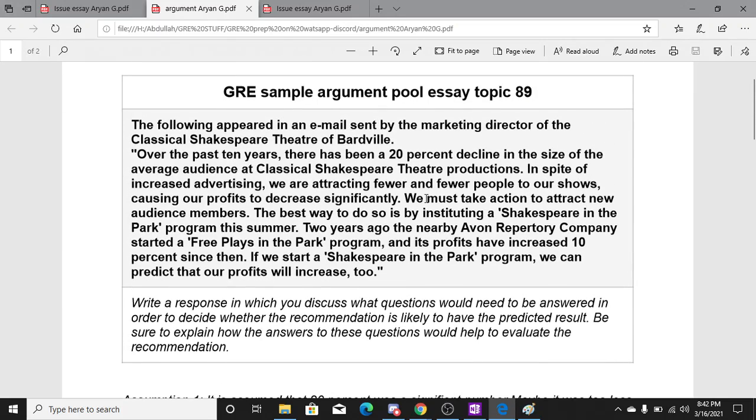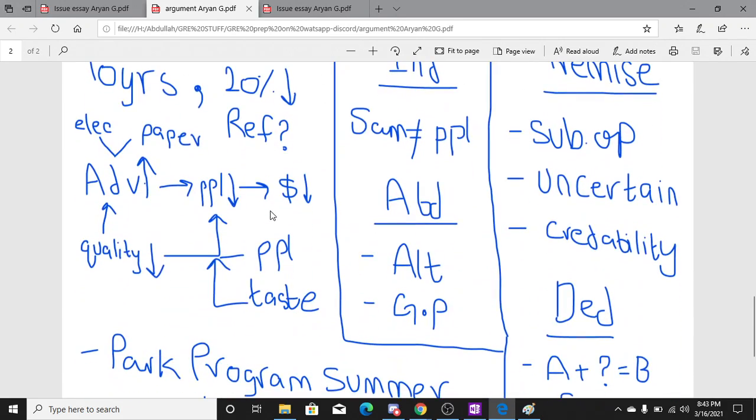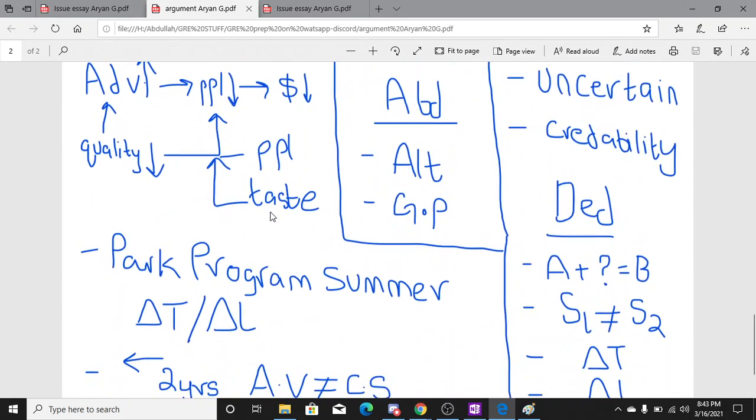Then it further says, if I go up, what does it say? We must take action to attract new audience members. The best way to do so is by instituting a Shakespeare in the Park program this summer. Oh my God. I mean, really? So he's saying that there's this park program, and if we do this this summer, then we're going to get a lot of people.